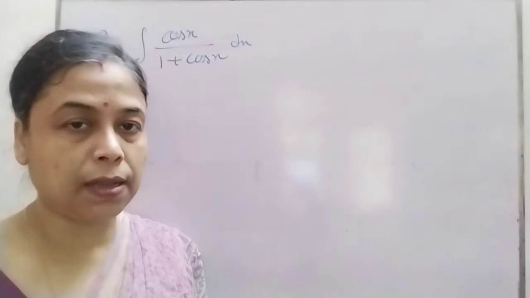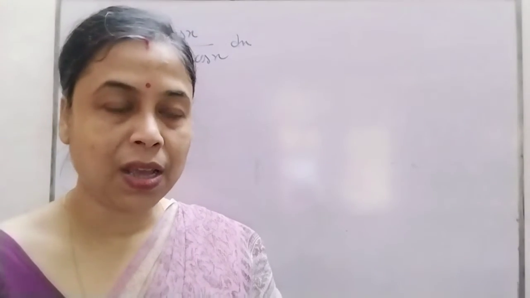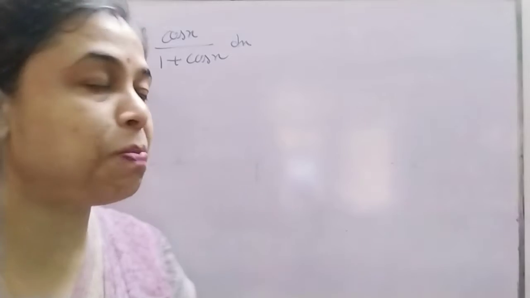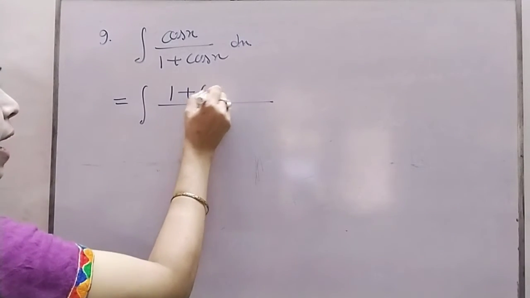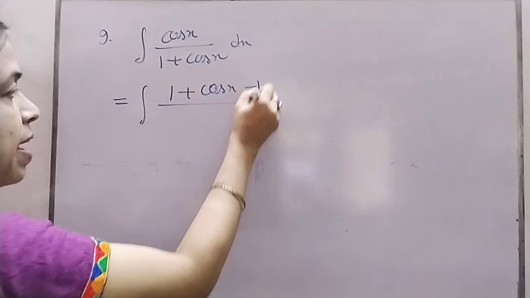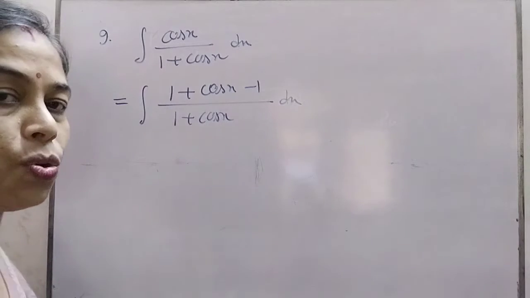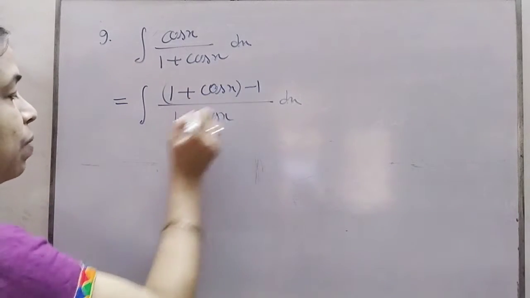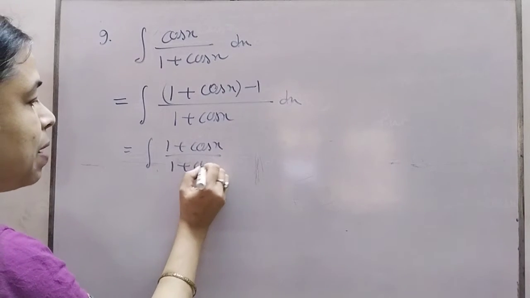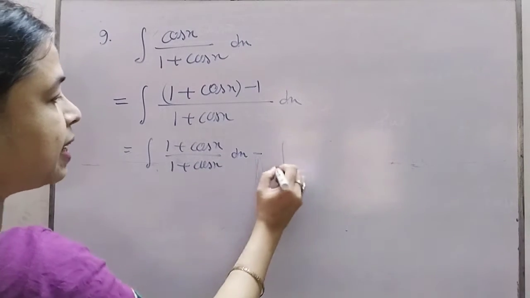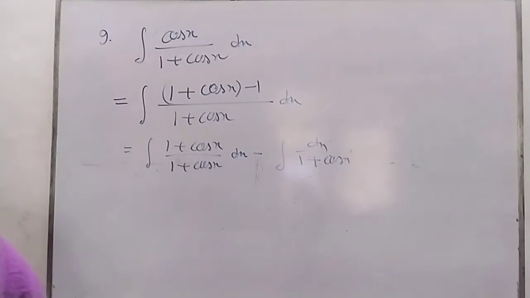But before that, I have to change the numerator, because with the numerator cos x, we cannot do it. So what I am going to do, by inspection, I want to convert it into that form. For that purpose, I add 1 in the numerator and subtract 1, so it remains as it is. Then I will separate it into 2 integrals. I combine this together, which can be written as (1 plus cos x) by (1 plus cos x) into dx, and the second one is dx by 1 plus cos x.